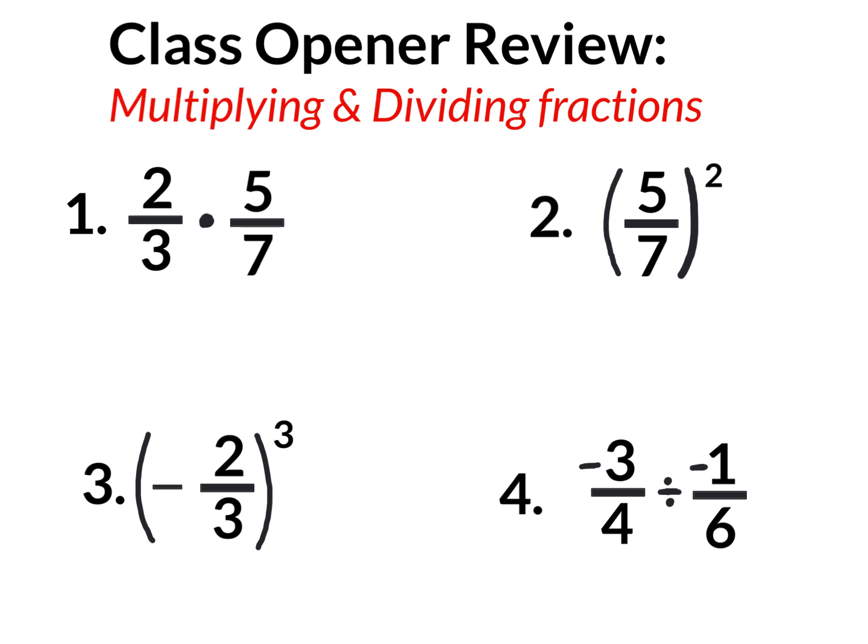Anybody? Top with the top. What's 2 times 5? 10. Bottom with the bottom. 3 times 7. 21. And that's your answer. Try to reduce it. We can't reduce it. So that's it. That's your answer.